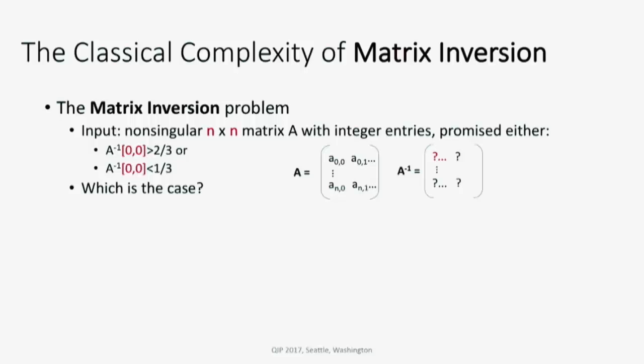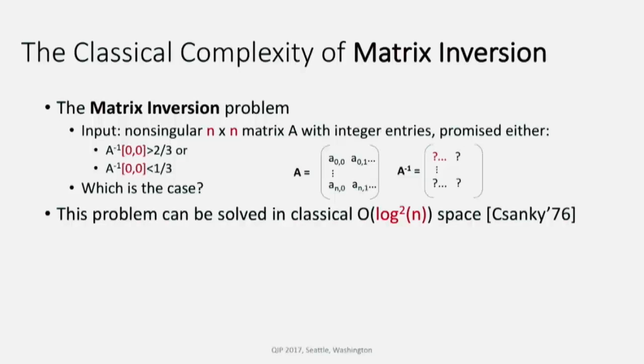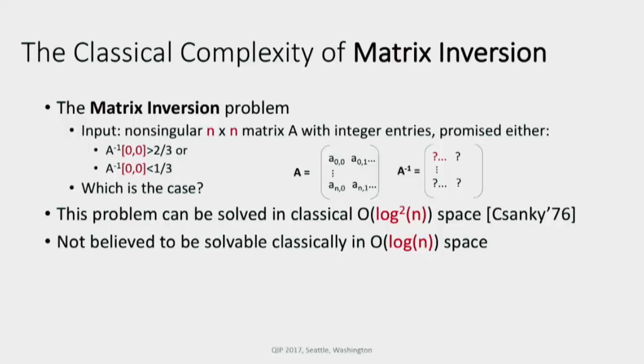And we have to decide which is the case. All right, so something that's known about this, it goes back to the mid-70s, where Savitch's algorithm says that it can be solved in classical log squared of n space. Okay? And somewhat mysteriously, we don't believe that this problem can be solved in log n space. So we have reason to believe that this log squared is necessary and sufficient if we care about classical space complexity.